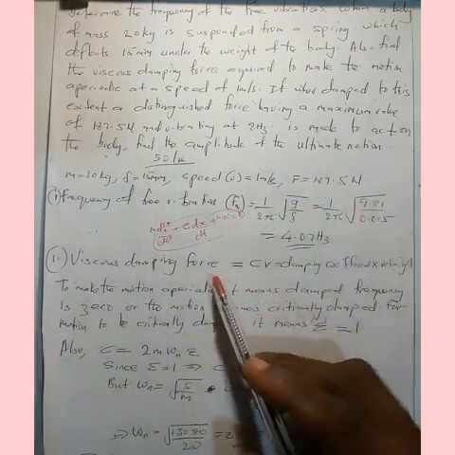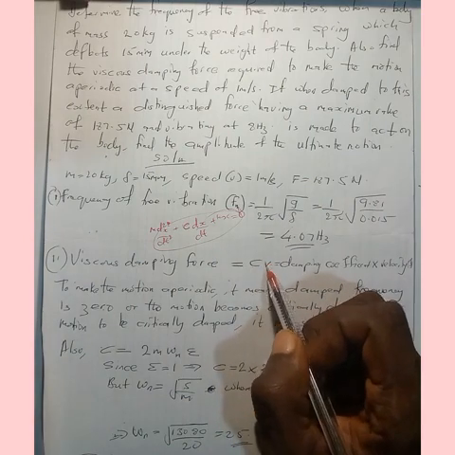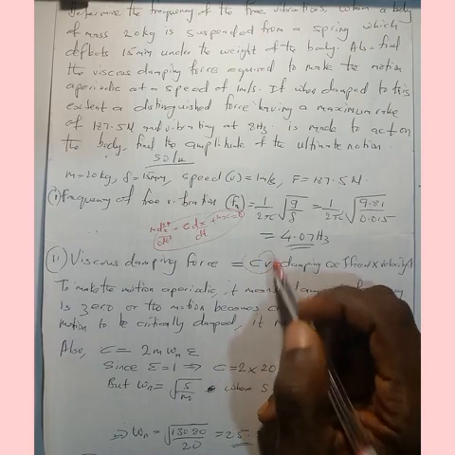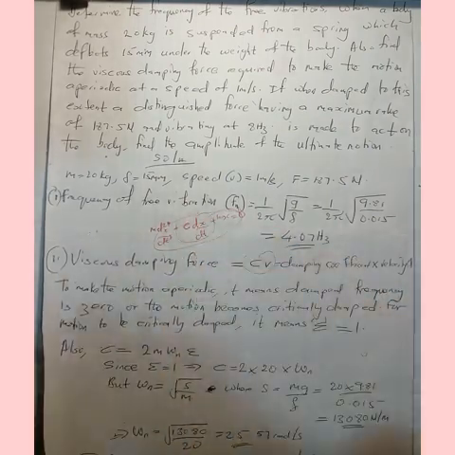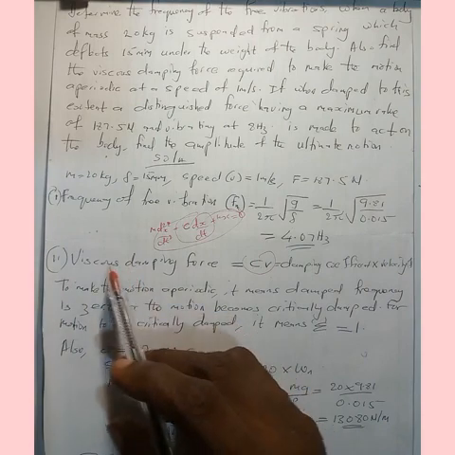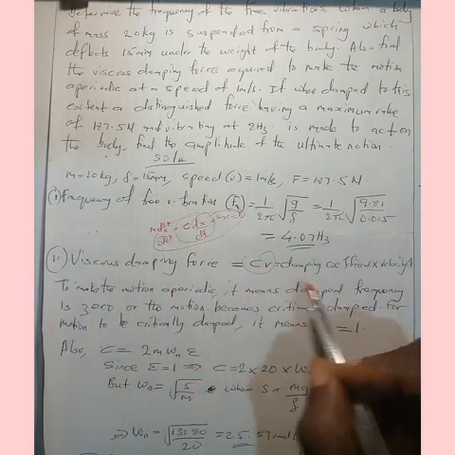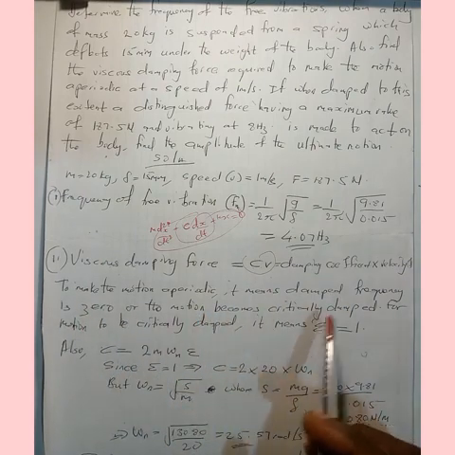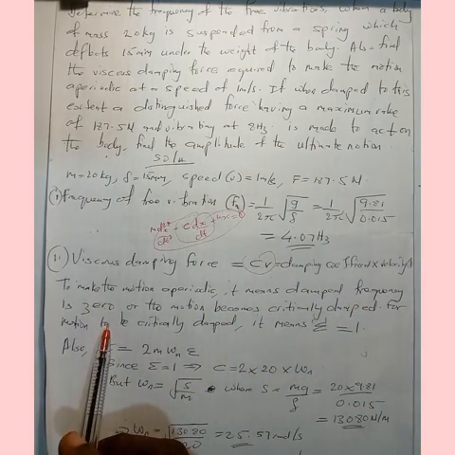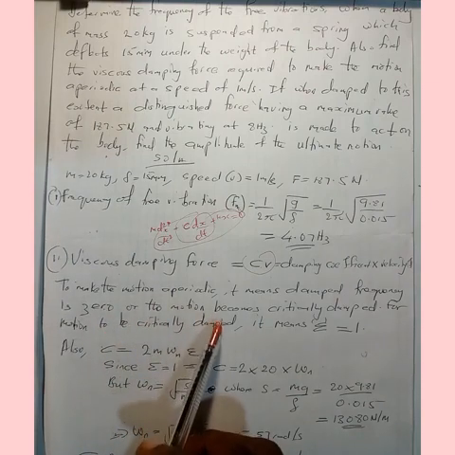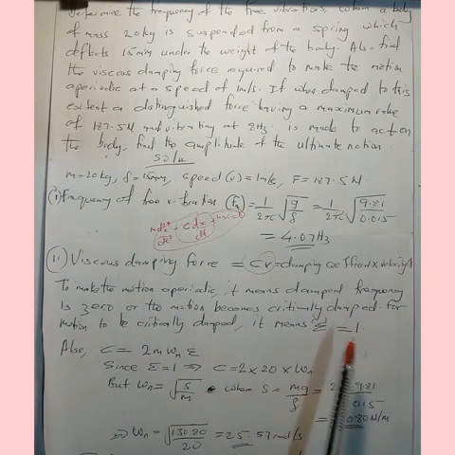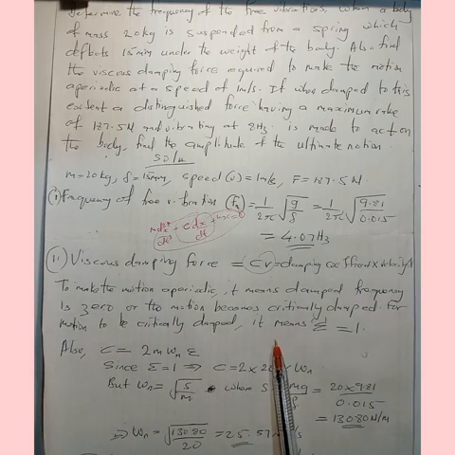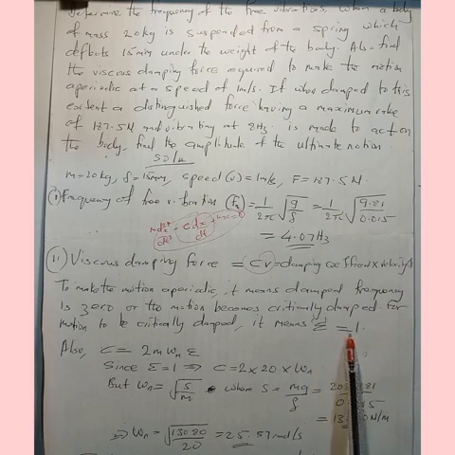So the same thing here. This is your velocity v and c is your damping coefficient. So that's cv or c dx/dt. Now your damping force is given by cv, that is damping coefficient multiplied by velocity. To make the motion aperiodic, it means the damped frequency is going to be 0, or the motion becomes critically damped. For motion to be critically damped, it means the damping factor is going to be 1.